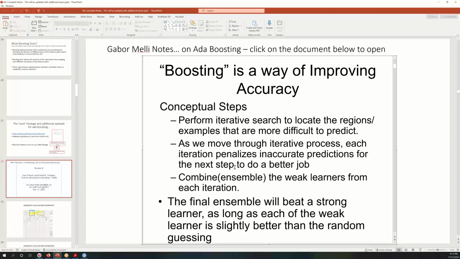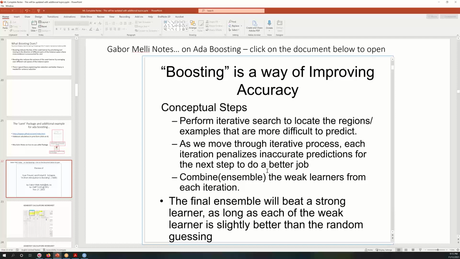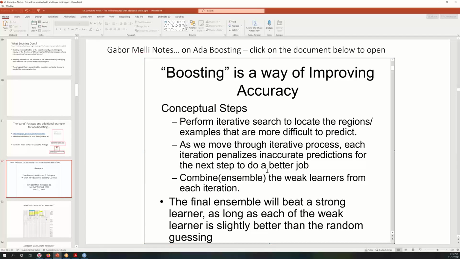Boosting is a way of improving accuracy. The conceptual steps are: perform an iterative search to locate the regions that are more difficult to predict. As we move through the iterative process, each iteration penalizes inaccurate predictions for the next step to do a better job. So you put more penalty on those observations misclassified in the previous step, those that are difficult to predict. Specifically, item by item, you increase the penalty. By doing that, you make sure that your algorithm concentrates on those misclassified observations to do a better job.